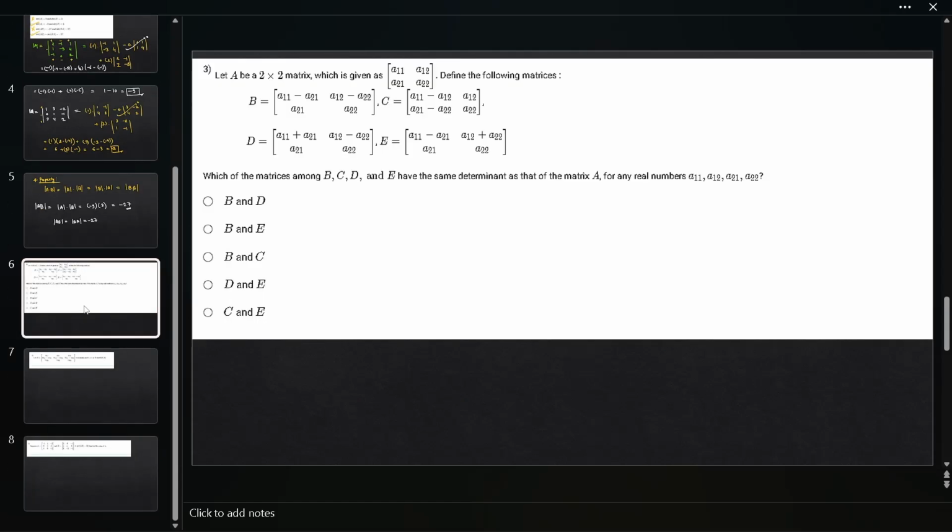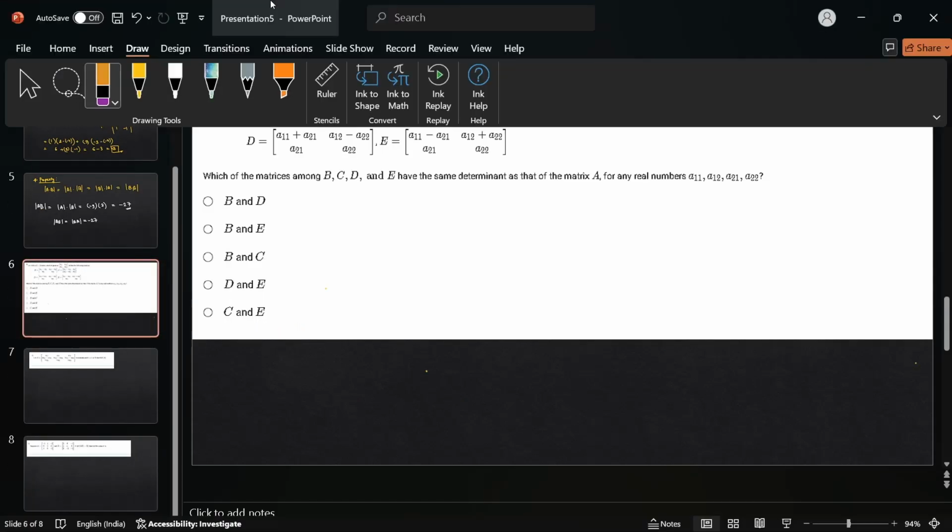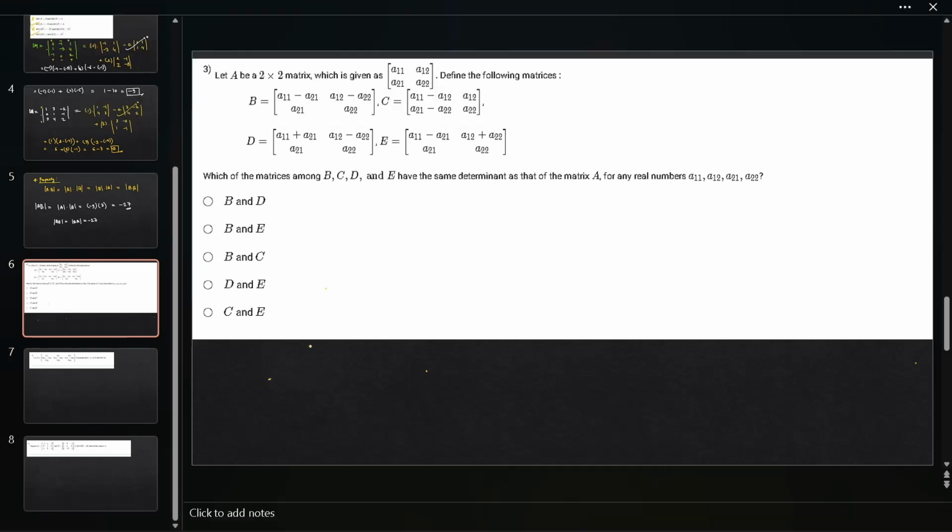Now let's move on to question 3. In question 3, it is given to us that A is a 2 cross 2 matrix having some arbitrary values A11, A12, A21, and A22. Based on the same arbitrary values, we have to find a few more matrices B, C, D, and E. Our task is to determine which among B, C, D, and E have the same determinant as that of matrix A.